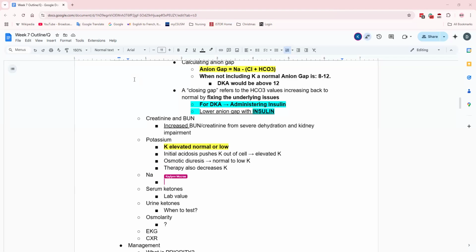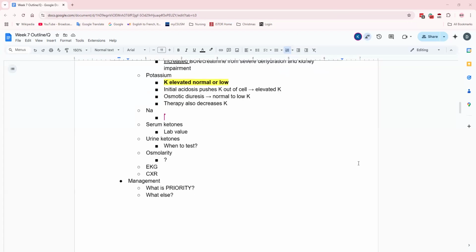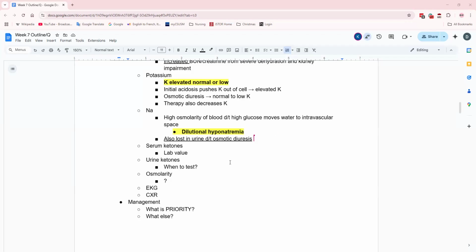For your sodium, do you expect that to be high or low? Be high. Ironically, and this one always tripped me out, dilutional hyponatremia. I always thought that one was weird. High osmolarity of blood due to high glucose pulls water into the intravascular space, and that causes your dilutional hyponatremia.